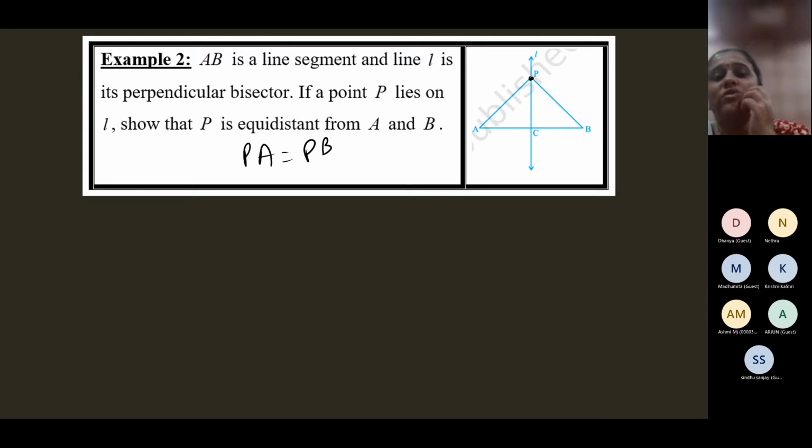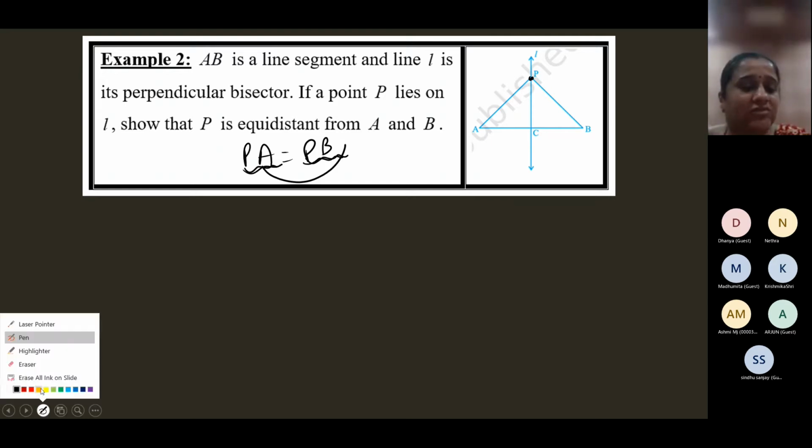Whenever you have to show that 2 sides are equal, PA will be the side of one triangle, PB will be the side of another triangle. So show that those 2 triangles are congruent. Once you show that, their corresponding sides and corresponding angles will be equal. So that way you can show that PA is equal to PB. If PA and PB are sides of the same triangle, then you cannot.